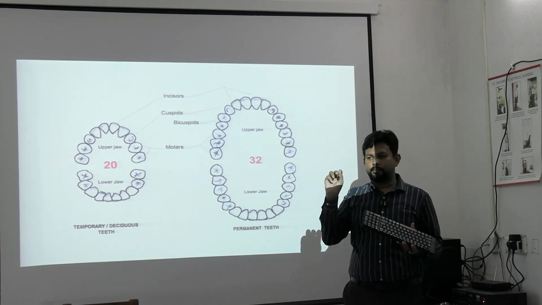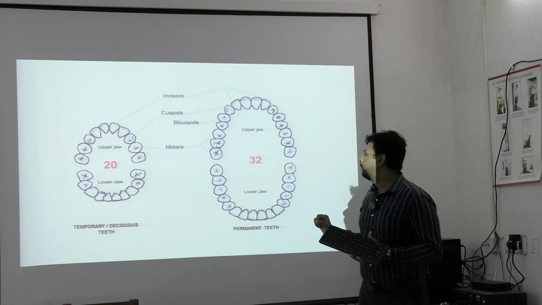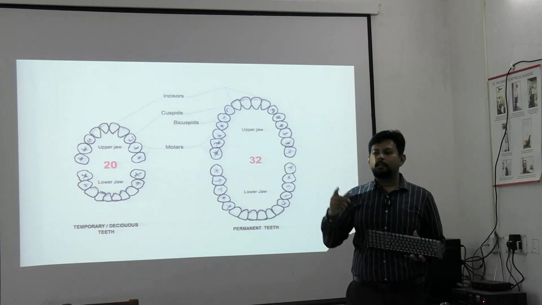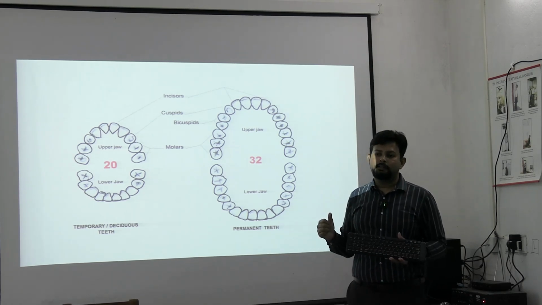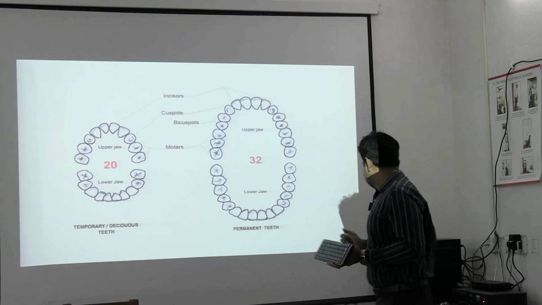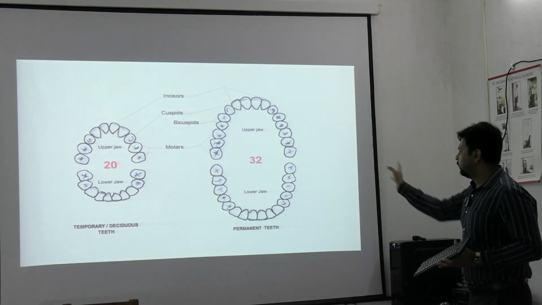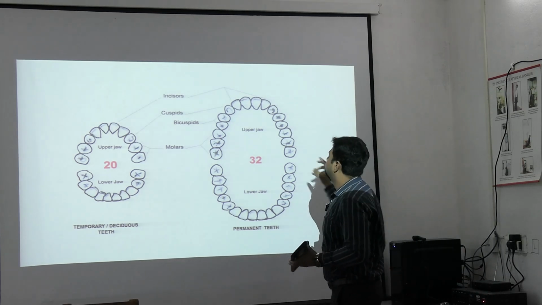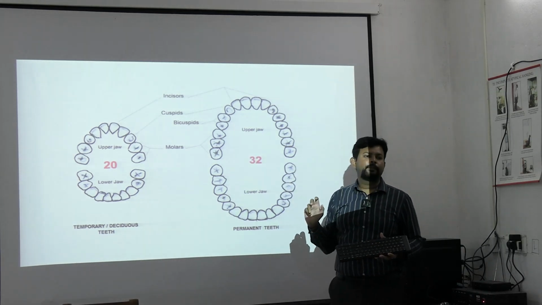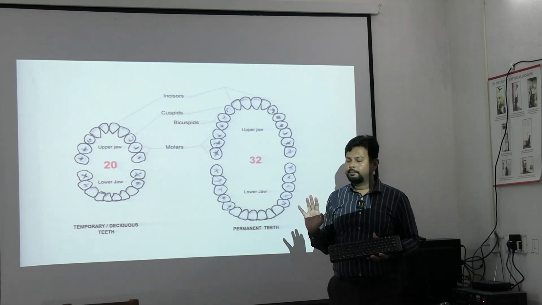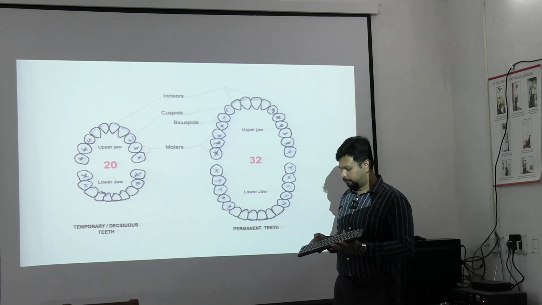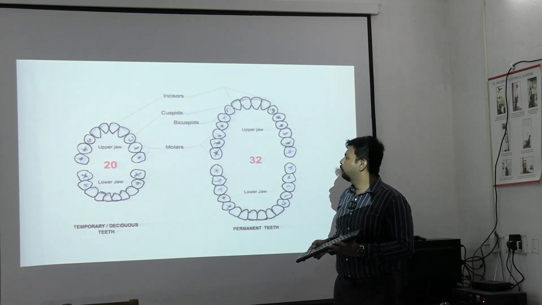There is an extra cusp that is known as cusp of Carabelli. That I have taught you in determination of race class. If you were present, you must have heard of it. Okay, let's finish this off. So bicuspids are premolars. Clear? Two cusps.